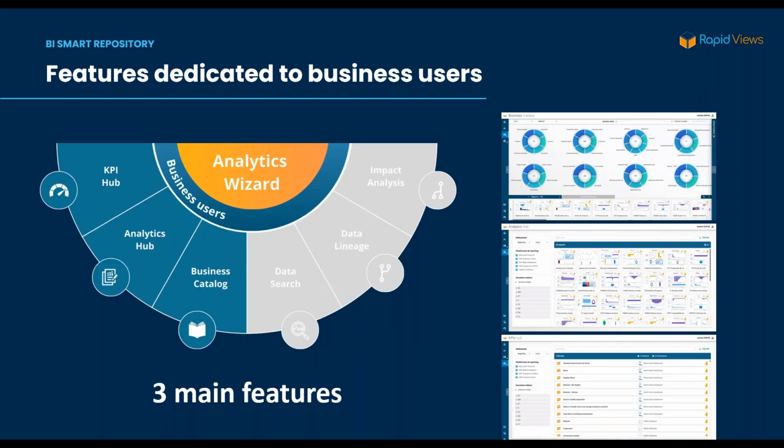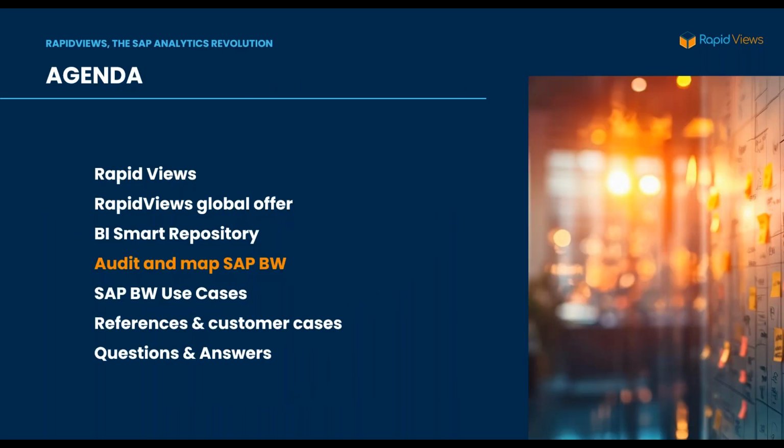The three other features are more oriented to BI users, to help BI users to search information. We cannot give a BI user access to the lineage, to the table, to the database, but we can give access to an analytical hub, a KPI hub, or a business catalog to search information in the BI Smart Repository. And after, we have another feature, the Analytics Wizard. I will describe this feature later in the webinar, and Alexandre will show you a demonstration with the Analytics Wizard.